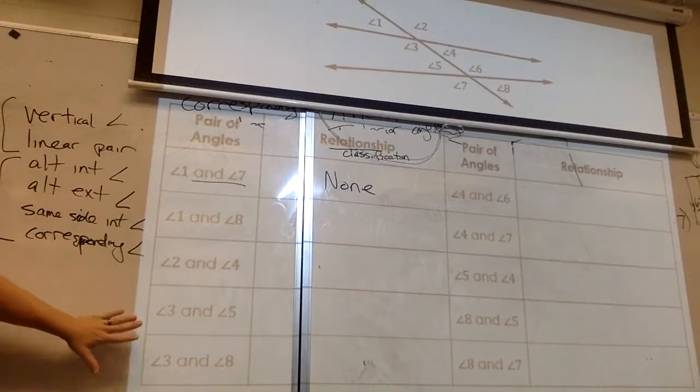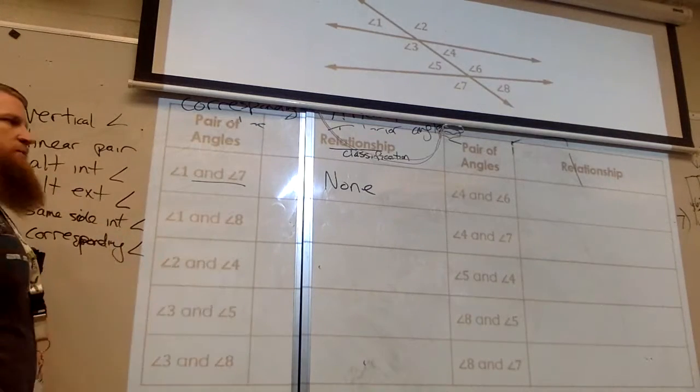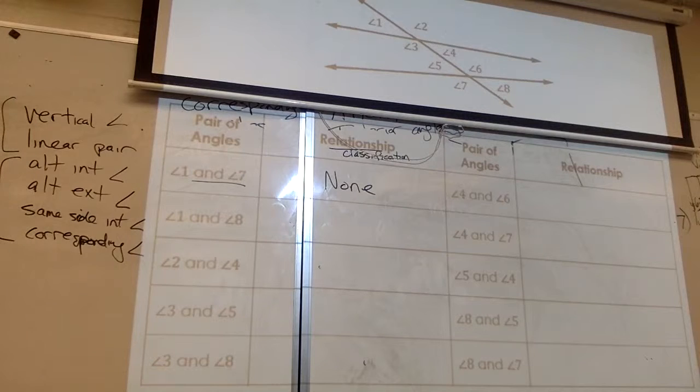It doesn't fit any of these titles over here, so I don't have a relationship between the two. When we get to problems with parallel lines, we could tie things together, but there isn't a flat out same side exterior angle that we deal with here. So 1 and 7 would be none.